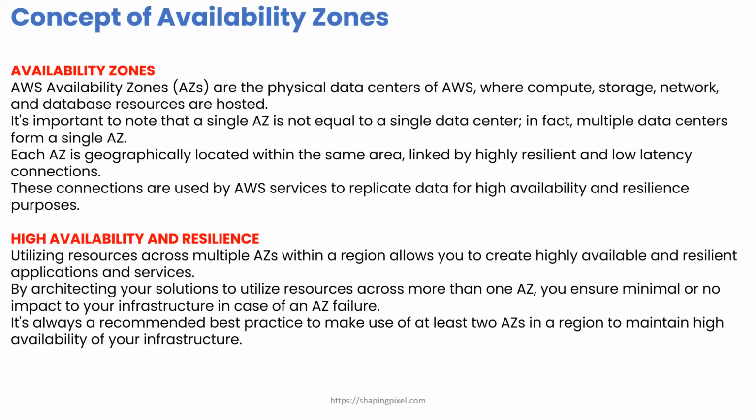AWS availability zones are the physical data centers of AWS where compute, storage, network, and database resources are hosted. It's important to note that a single AZ is not equal to a single data center. In fact, multiple data centers form a single AZ. Each AZ is geographically located within the same area, linked by highly resilient and low latency connections. These connections are used by AWS services to replicate data for high availability and resilience purposes.